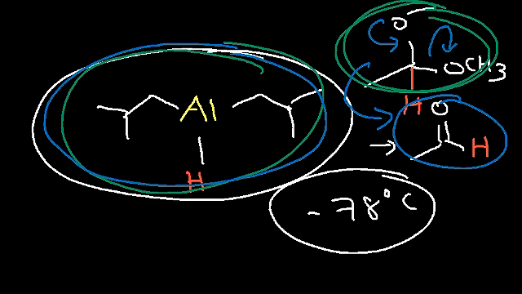So you want to keep the reaction at low temperature so it stops here, and then once you remove DIBAL from the solution, if there's any leftover amounts, then you warm it up, and then this will turn into the aldehyde, and that's how you can isolate it.